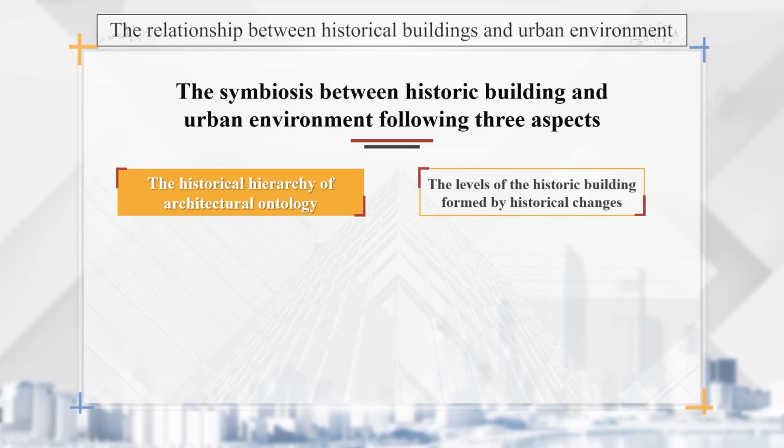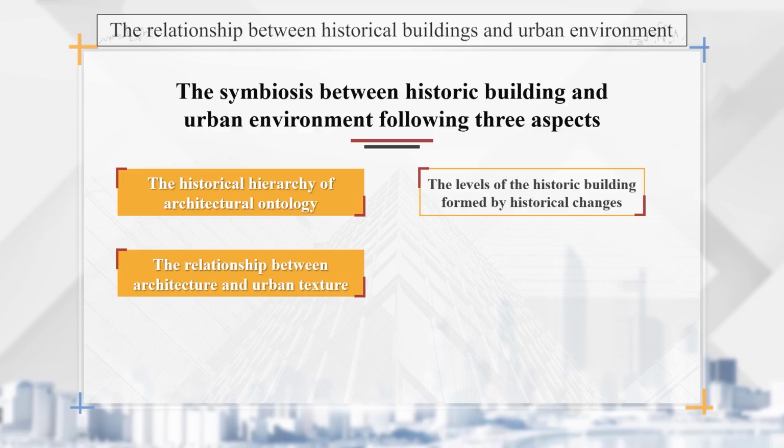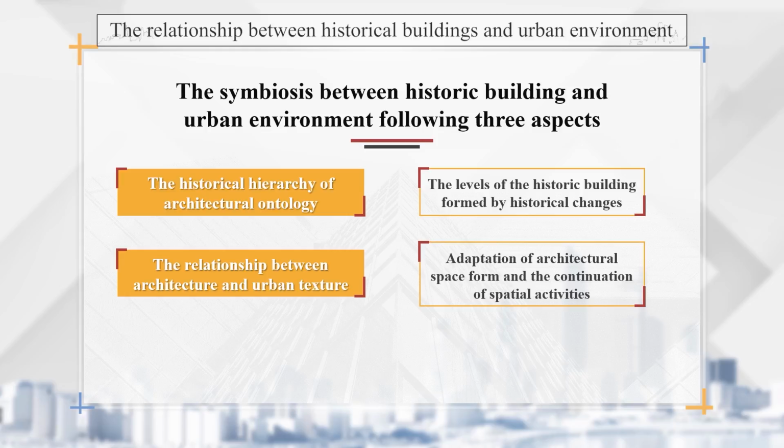First, we should pay attention to the historical hierarchy of architectural ontology, understanding the levels of the historical building formed by historical changes and the importance of each level. This is a very important foundation for our intervention design. Second, pay attention to the relationship between architecture and urban texture, which is embodied in the architectural space form and adaptation on the urban level and the continuation of spatial activities.